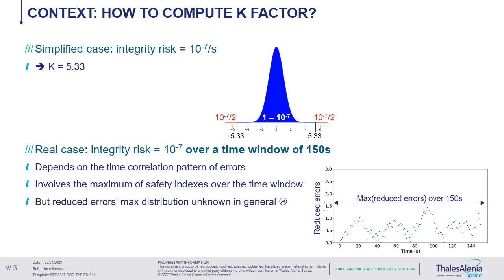In fact, this definition is linked to the maximum of reduced error over the time window. The problem is that the distribution of such maximum is unknown in the general case, so the evaluation of K factor becomes very challenging.